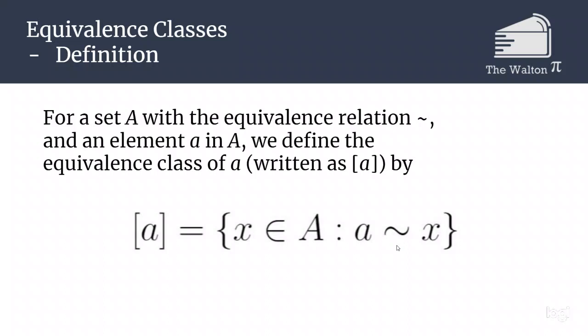The definition of an equivalence class is this. For a given set A with an equivalence relation tilde and an element a in the set A, we will define the equivalence class of a by the set of all elements which relate to a. So, the class of a, the bracket a, is equal to the set of elements x in A such that a relates to x, or where a comma x is an element of the relation.